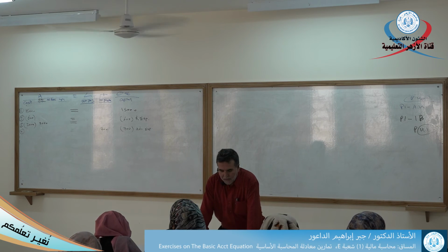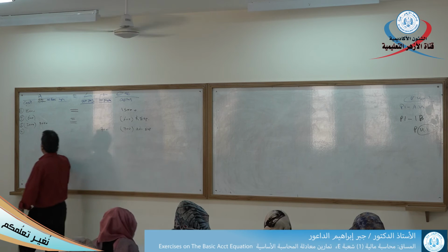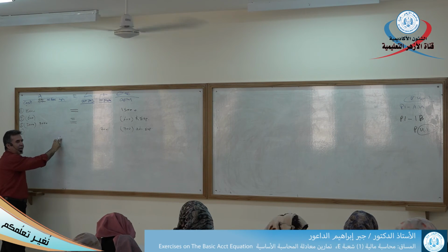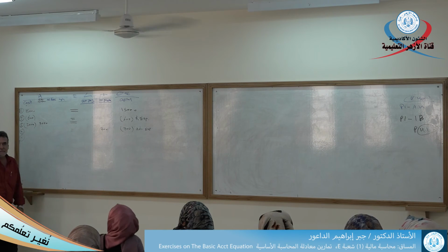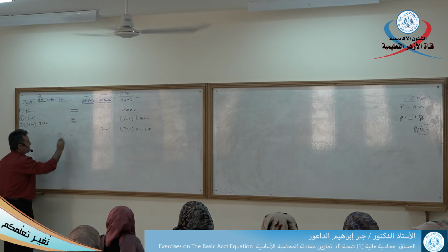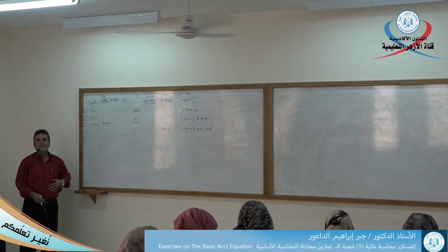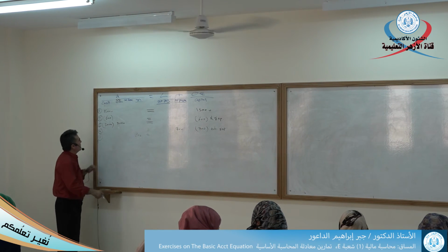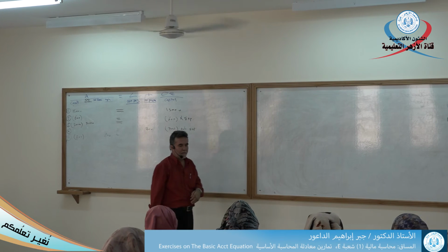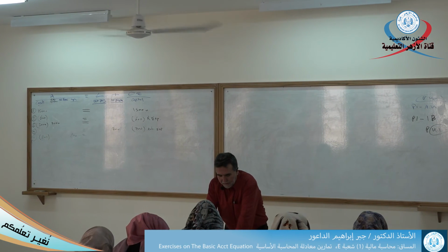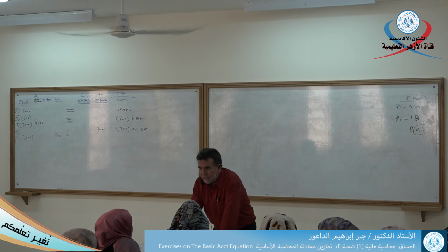Number 5. Paid 800 cash for office supplies. Supplies, asset side will increase by a new item, which is supply, 800. Cash decrease, 800. Paid 800 cash for office supply. So supply will be increased by 800. And cash will be decreased by the same amount.